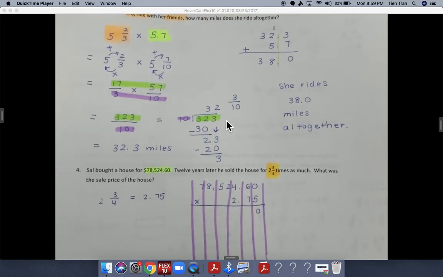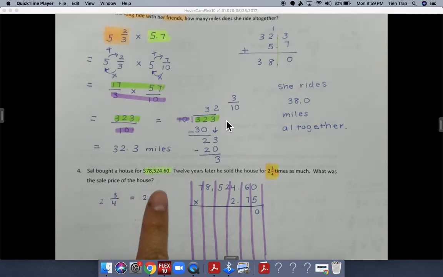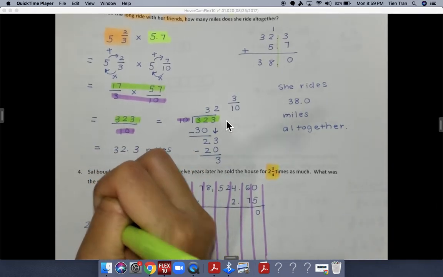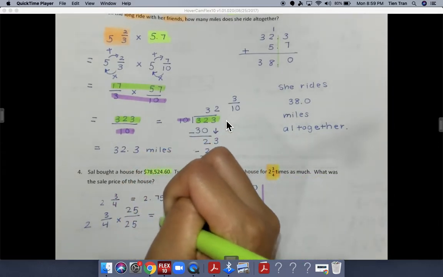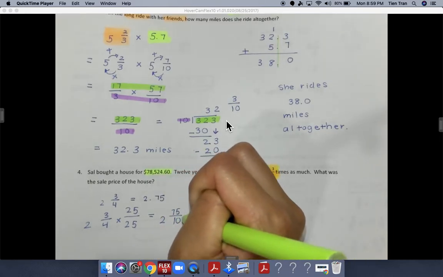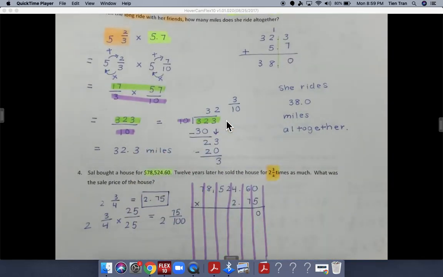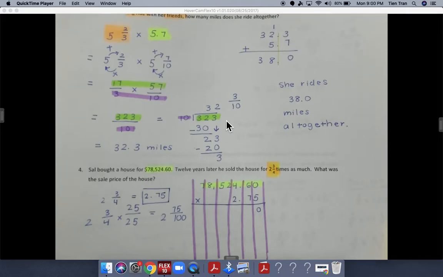So we have 2 3/4, and if we were to write that as a decimal, we would multiply. So I'm going to show you here. 2 3/4, I would multiply times 25 over 25 to get 2 and 75 hundredths. So that's where that decimal comes from. Now, what I need to do is multiply 2.75 times 78,524.60. So I need to multiply these numbers together in order to solve this problem.